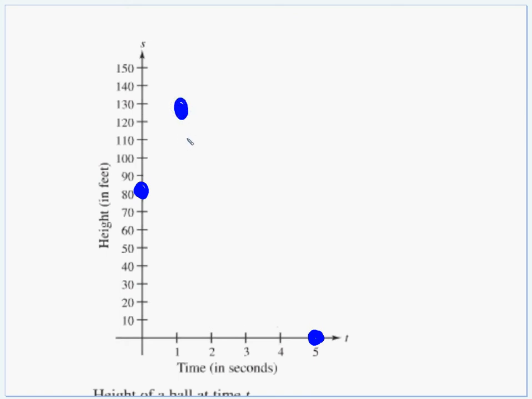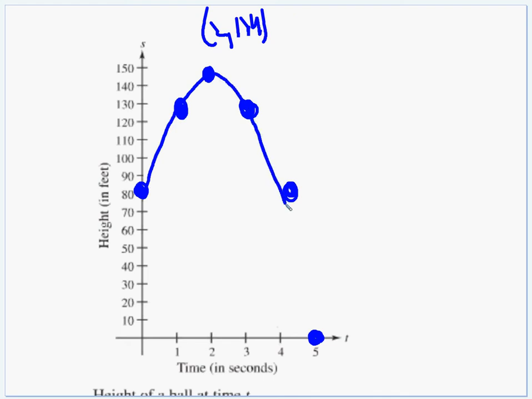At 2, we're up here at 144. (2, 144). That looks like our peak. Because at 3, we're back at 128. And then at 4, we're at 80. (4, 80). So, we're standing on the edge of a cliff. We throw something up in the air. It reaches its peak. It's coming back down. Here it's back to the height of the cliff, but it's got to fall an extra 80 feet to get back to the ground. That's going to take 5 seconds.